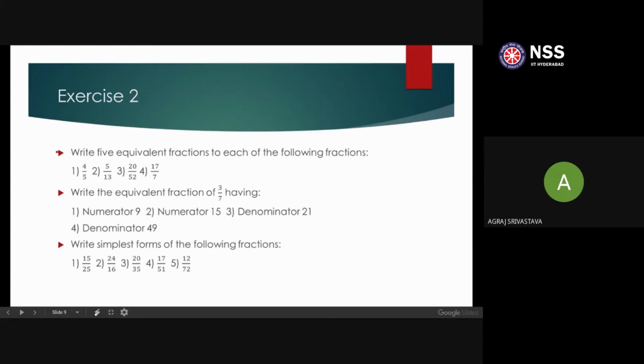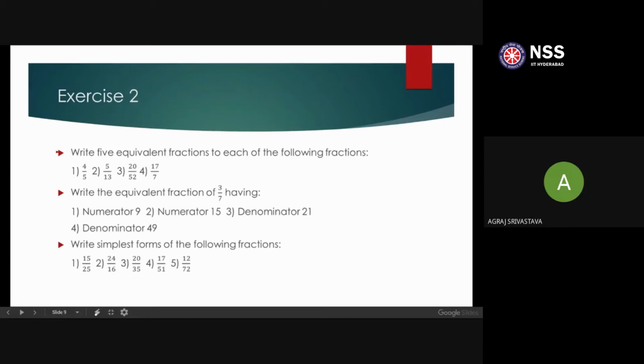And let's do the third example, which is 20 by 52. 20 by 52 when multiplied by 2 on both sides will be 40 by 104. Thereby into 3 would be 60 by 156. Into 5 would be 100 divided by 260. Into 10 would be 200 divided by 520. And into 20 would be 400 divided by 1040.